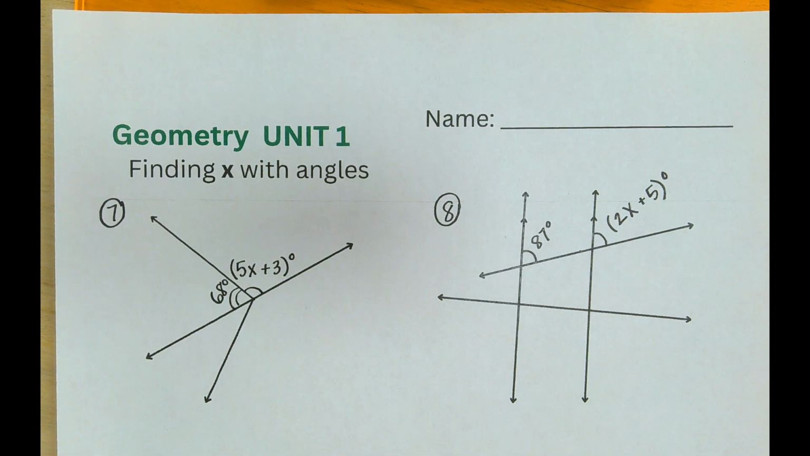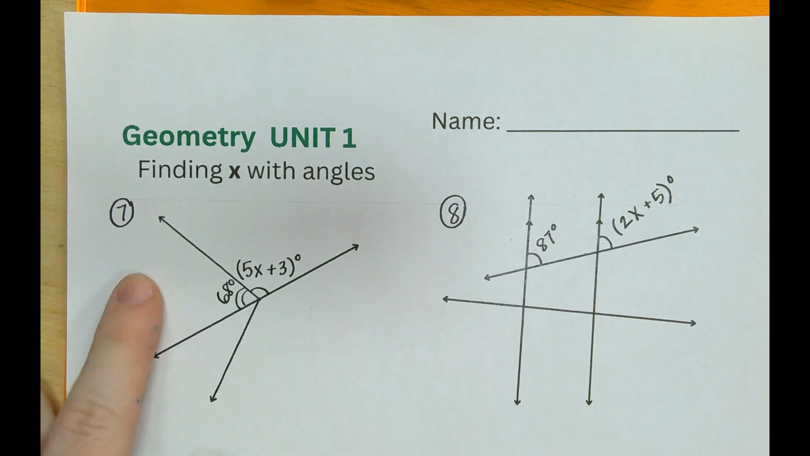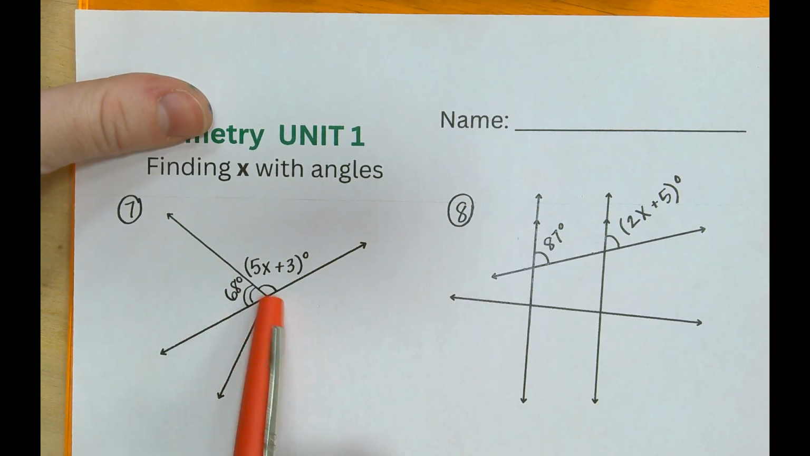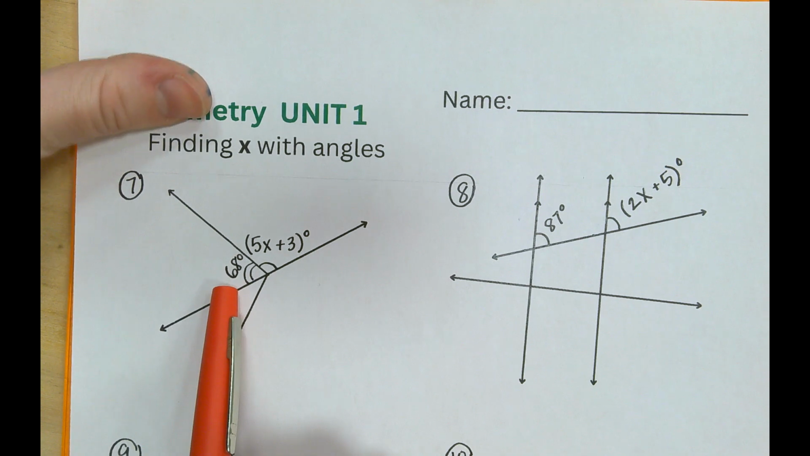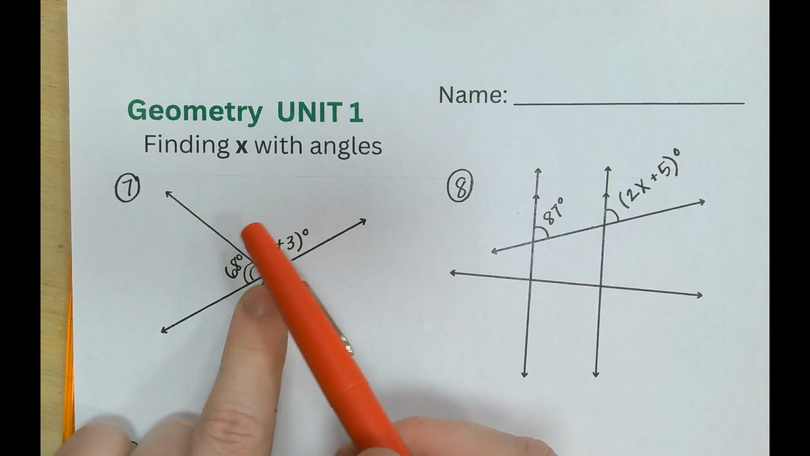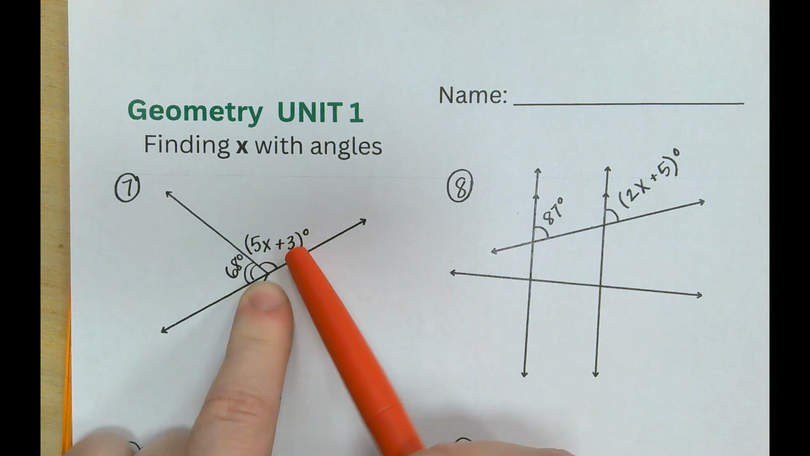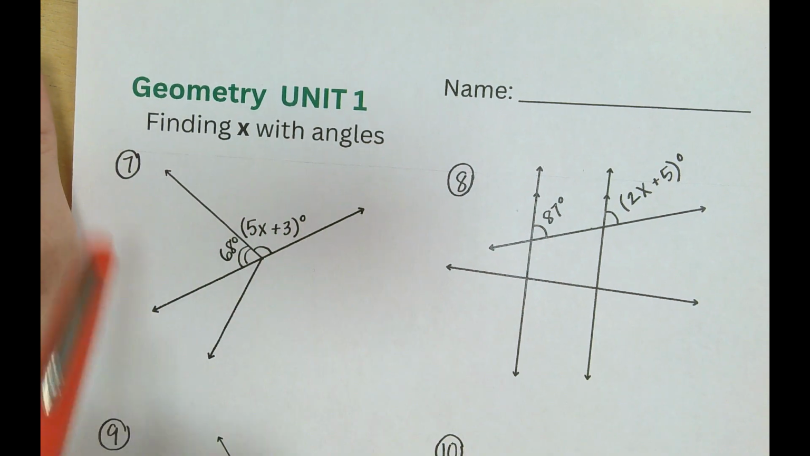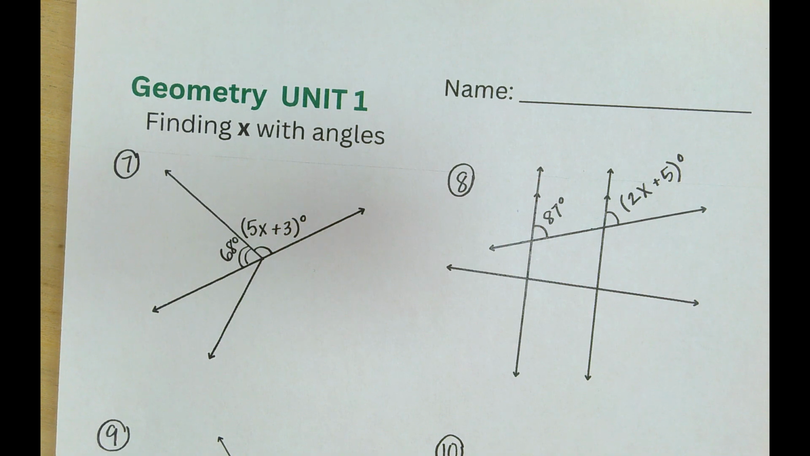Sheet. And let's just start with the first one on the page. For number 7, I've got an angle that is labeled as being 68 degrees, and I have an angle that is labeled as 5x plus 3 degrees. So, does anybody have an idea about what we might need to do to solve for x here? How are we going to start this?